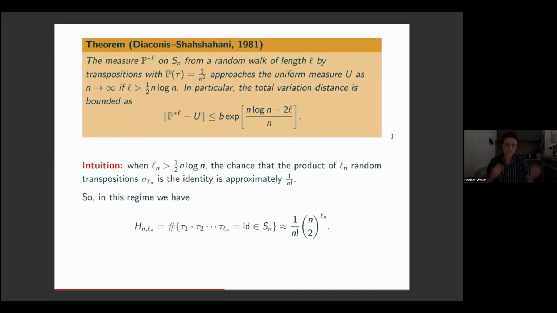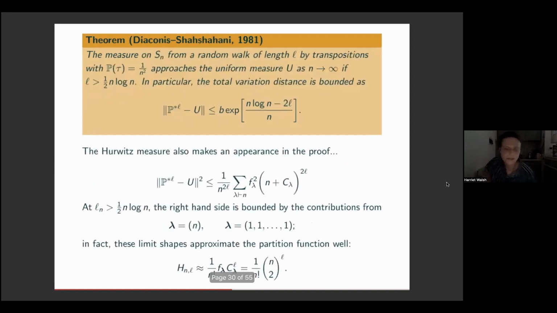That has a natural interpretation in terms of our counting of unconnected transposition factorizations. We can say, okay, if L is growing at least this fast, then we have an approximation, because the chances that we'll hit the identity after L steps is just 1 over n factorial, or equal chances. And the number of steps to get there is n choose 2 to the power of L. So from that, we have an estimate for the numbers we were originally interested in, but also their proof along the way uses exactly this measure.